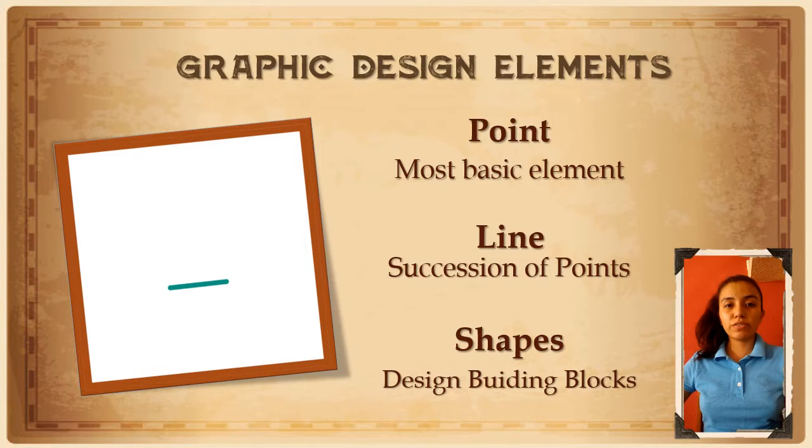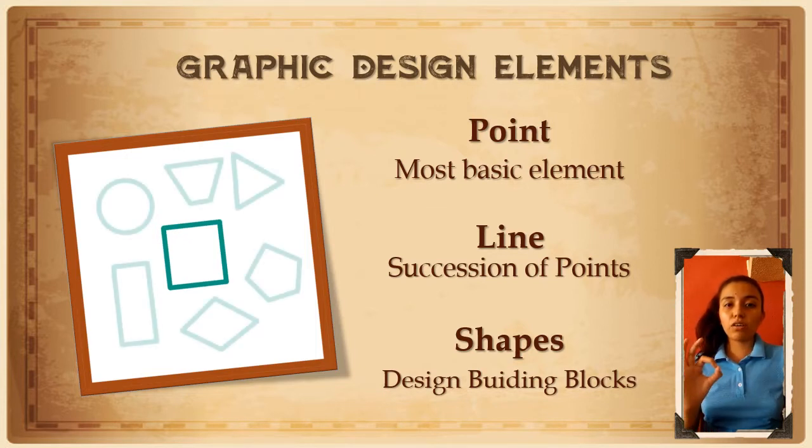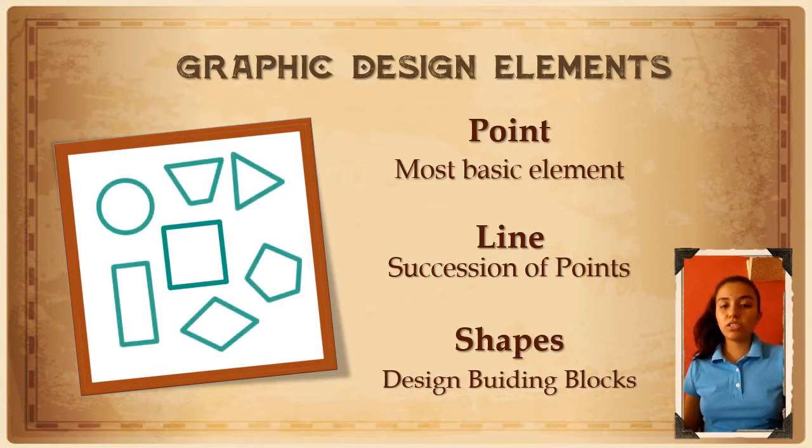Let's start with the point, which is the most basic element, as simple as a spot on a page, but it can be useful in typography. It can be a decimal point or indicate a center. If we put many points successively, we create a line, and if we join several lines, we can create shapes, either circles, rectangles, triangles, etc.